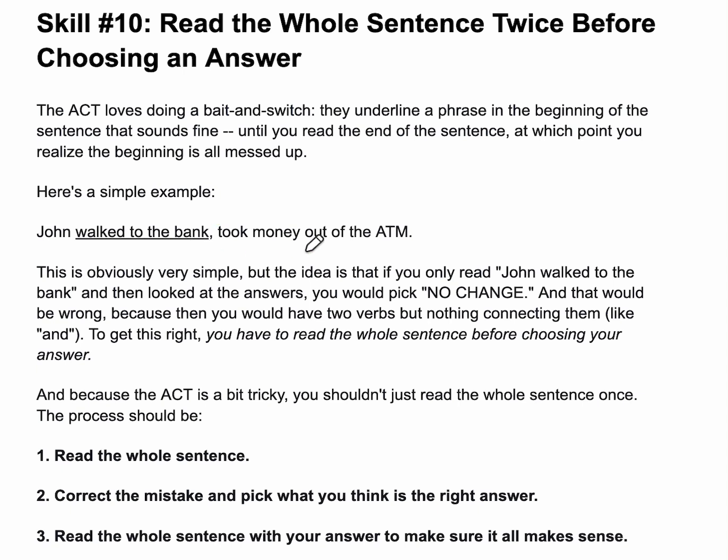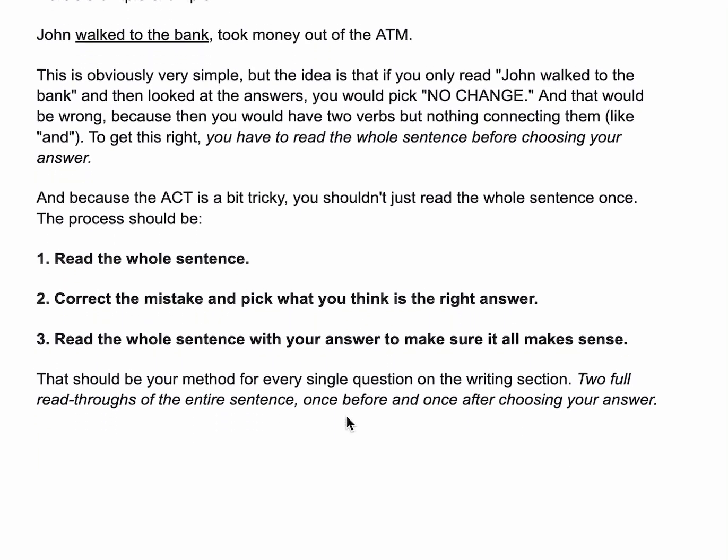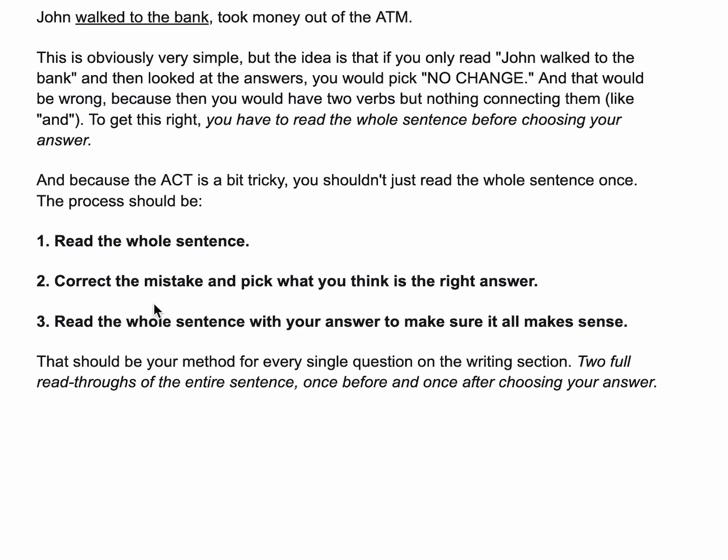Okay, so what you have to do in order to not make these kinds of mistakes, and I see students do this all the time until they get this habit down, is you have to read the whole sentence before choosing your answer at least once. All right, because it's tricky, here's really the full process. Read the whole sentence, correct the mistake, and pick what you think is the right answer. You should kind of correct the mistake yourself first before you look at the answers. Be like, okay, we need something that says this, and then you go find that in the answers. That's going to be a little bit more effective and lessen the possibility that you fall into traps.